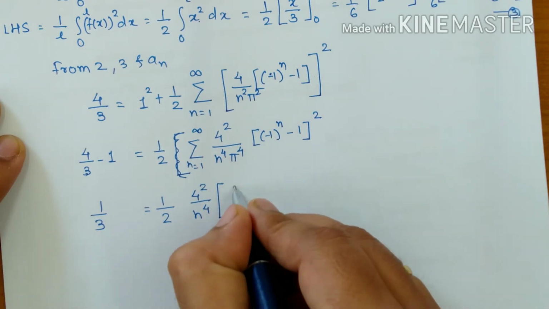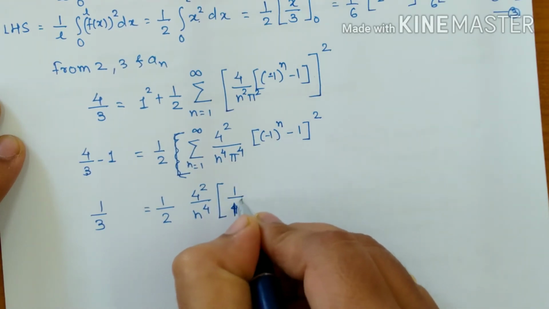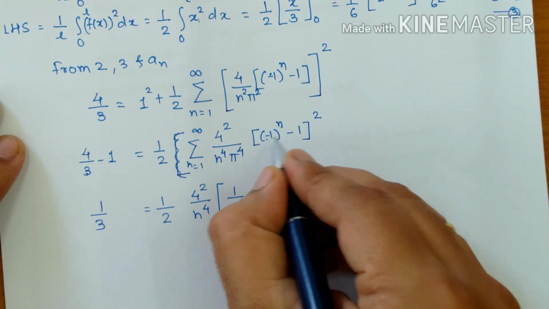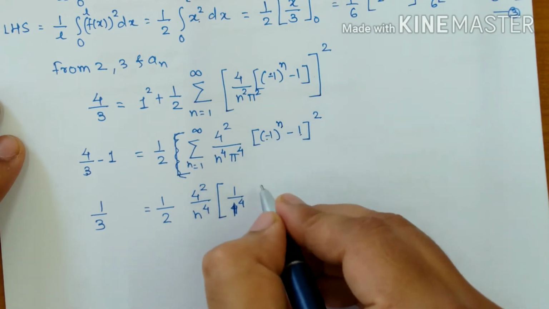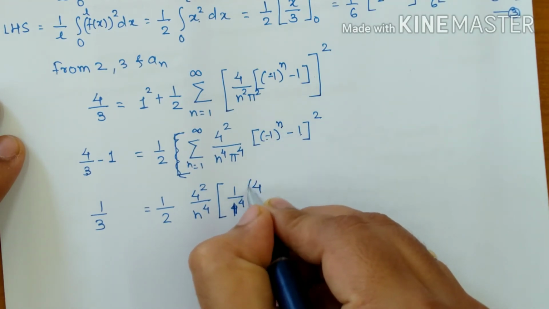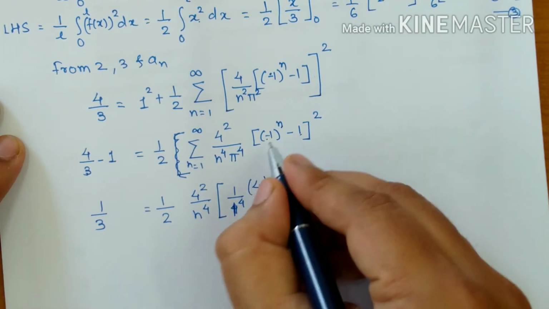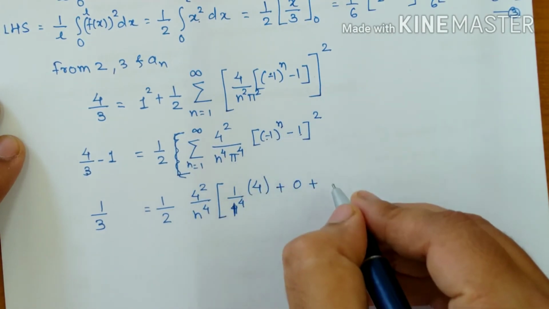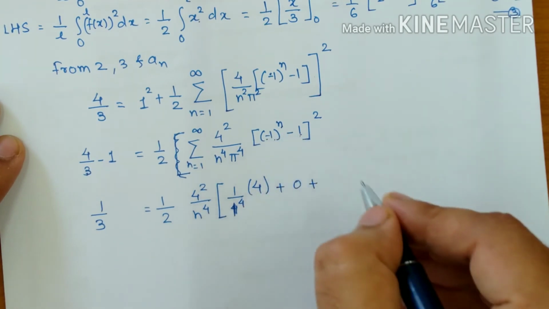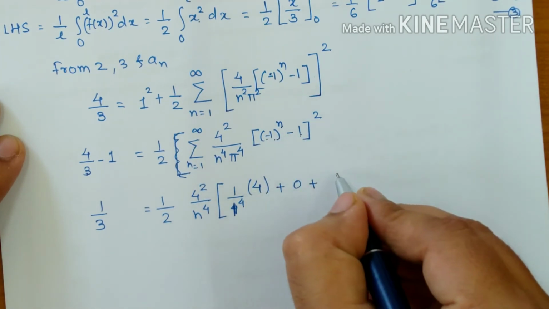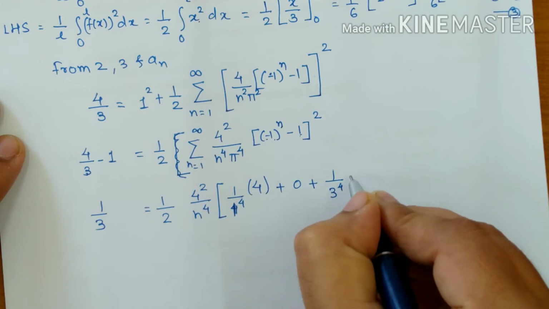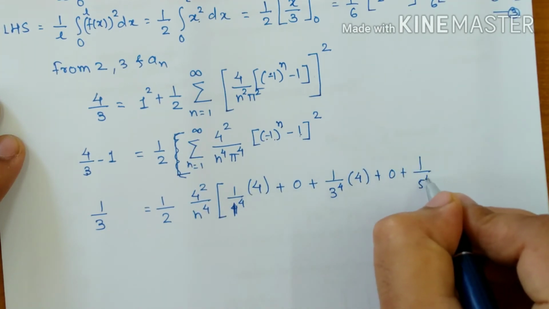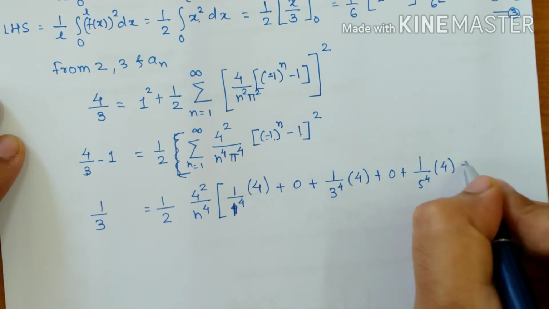For n is equal to 1, we have 1 upon 1 raised to 4, and when I substitute n as 1 here, we have minus 1 minus 1, that is minus 2 square, that is 4, plus for n is equal to 2, this bracket is going to be a 0. For n is equal to 3, minus 1 cube, that is minus 1, and this minus 1 becomes minus 2, and minus 2 square is 4. So 1 upon 3 raised to 4 into 4. Plus next term is 0, next is 1 upon 5 raised to 4 into 4, plus and so on.